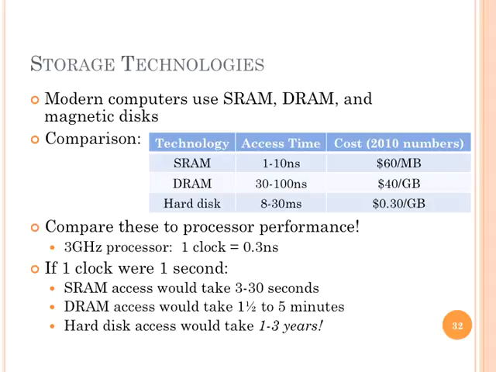So SRAM access, 3 to 30 seconds from the perspective of the processor if each processor clock was 1 second long. DRAM access would take 1.5 to 5 minutes. That's perfectly enough time to go get a coffee. Hard disk access would take 1 to 3 years. So do we want this processor sitting around and waiting while the hard disk is being accessed? Okay. The answer is definitely not. And that actually motivates a lot of how operating systems are designed. We're going to talk about that in a week or two.